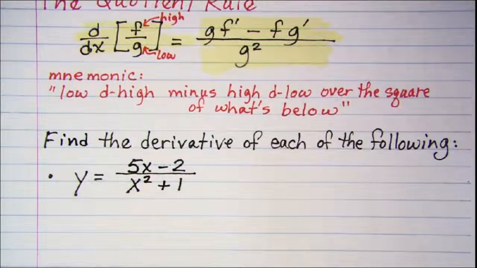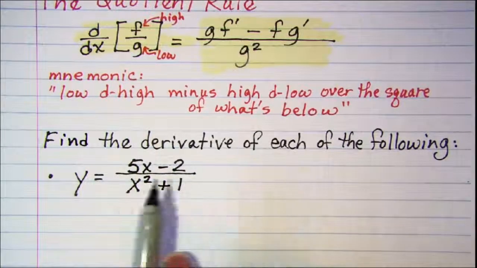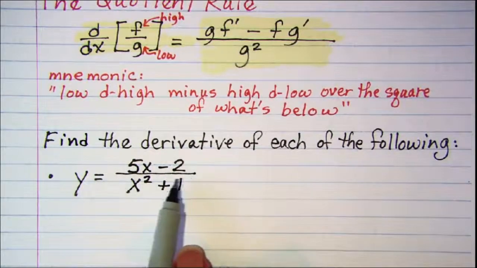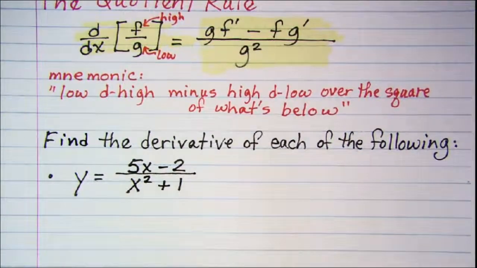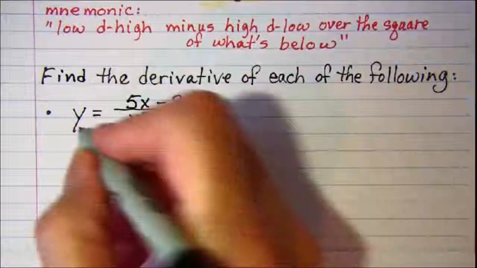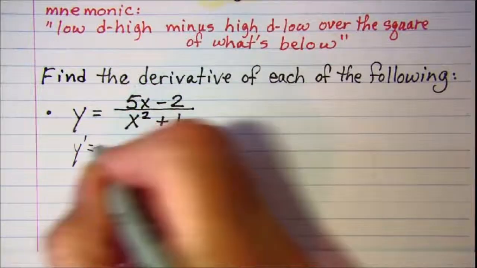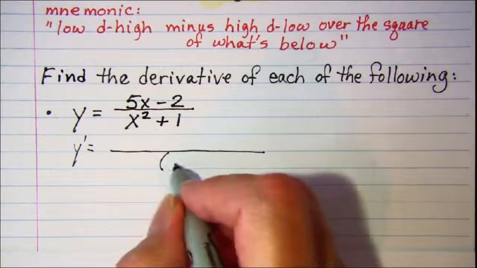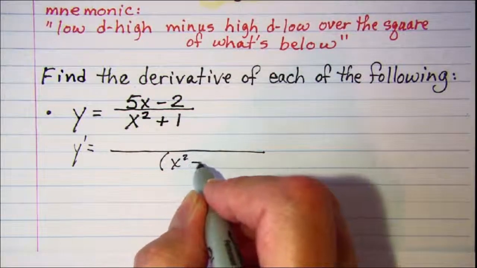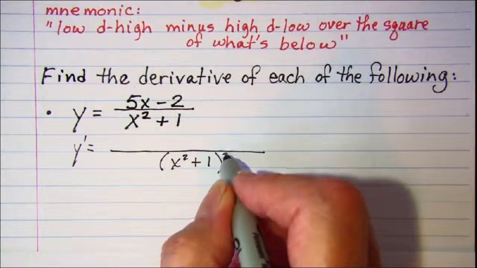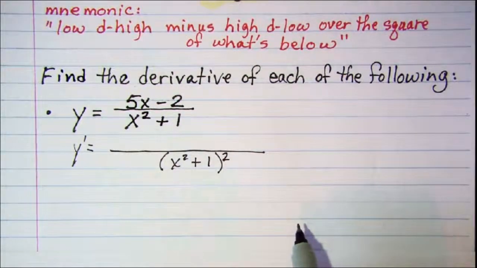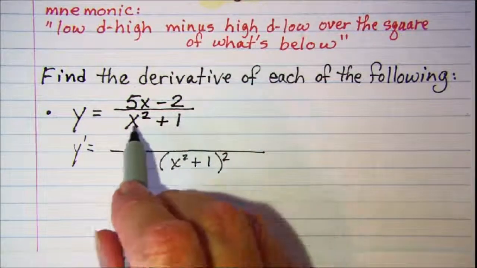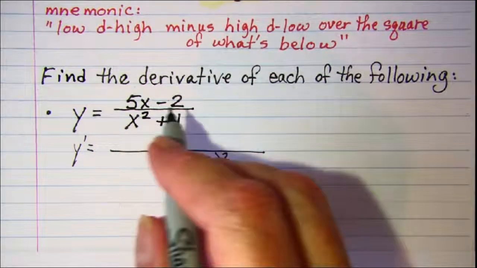Our first one, we're asked to find the derivative of each of the following. And so this is obviously a quotient. So we'll need to use our quotient rule. So y prime then is, and I always put my denominator squared in the denominator of the derivative just so that I don't forget it.